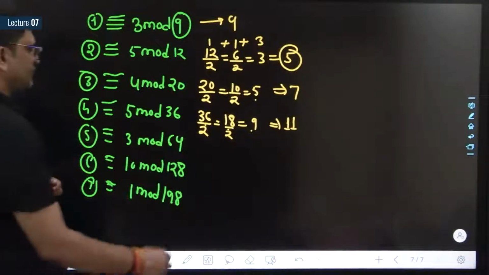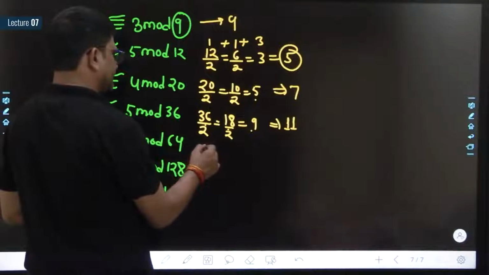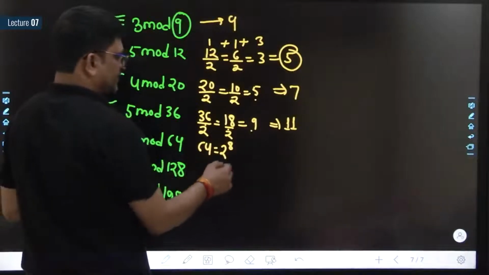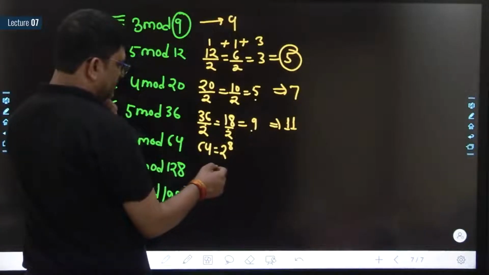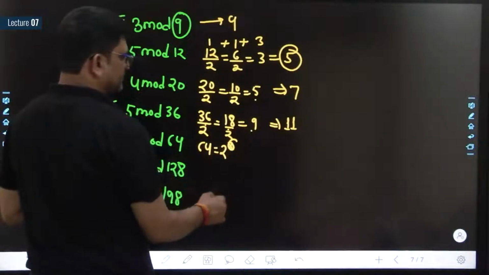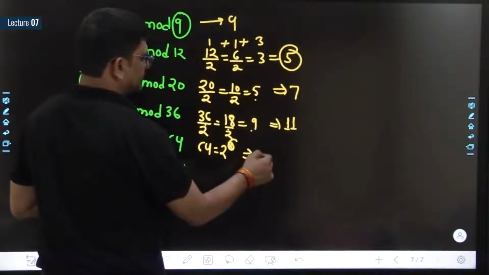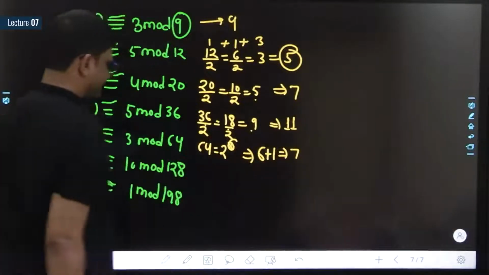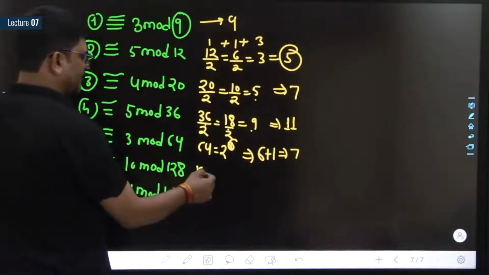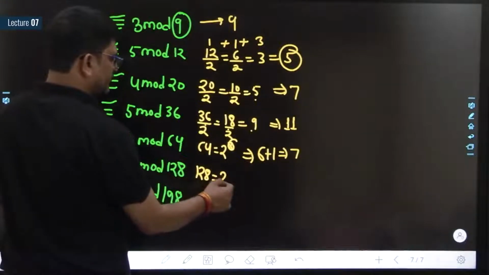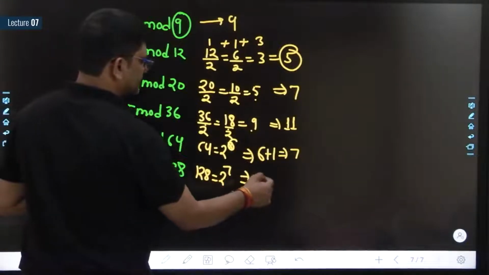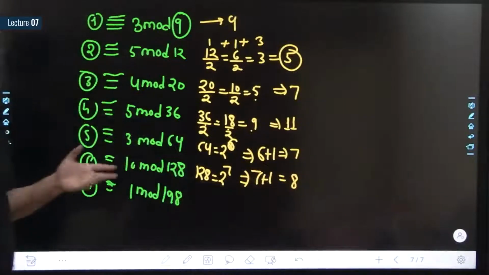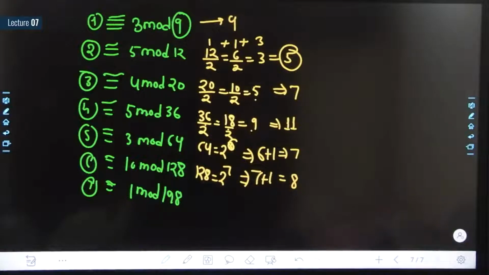Next, 64. We can represent 64 as 2 to the power 6. Minimum number of states 6 plus 1, 7. 128 is 2 to the power 7. Minimum number of states 7 plus 1, 8. Within a few seconds, we can give the answer.